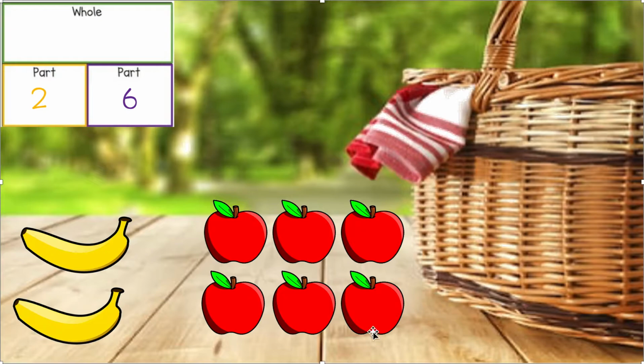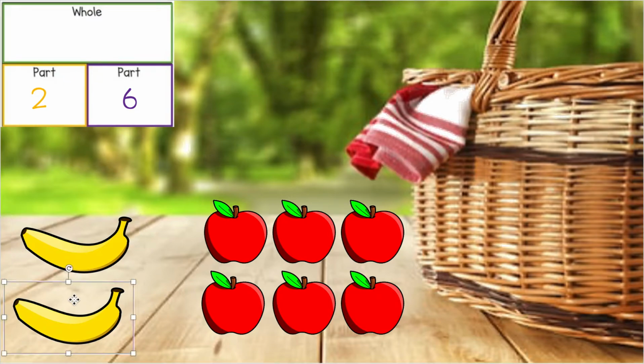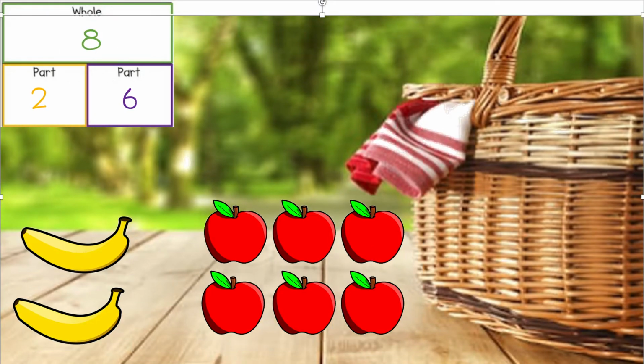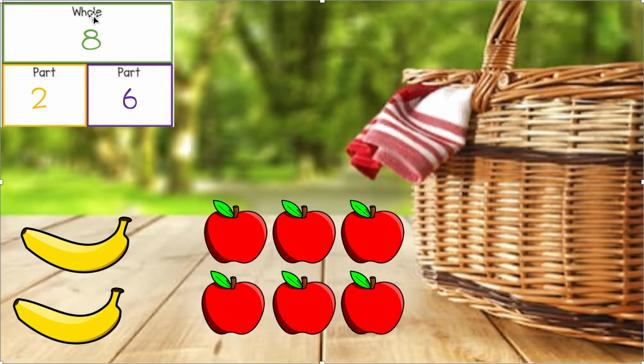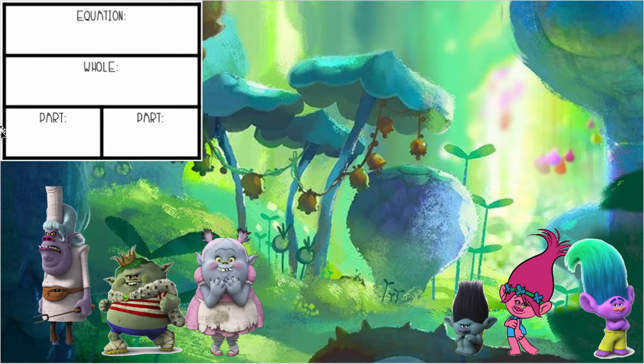Now I can figure out how much food I have in my whole picnic. So my whole picnic is made out of 2 parts bananas, 6 parts apples. That means I have 1, 2, 3, 4, 5, 6, 7, 8 pieces of food in my whole picnic. So my whole picnic is 8 pieces of food, and I have 2 parts bananas and 6 parts apples. Now let's look at the next one.